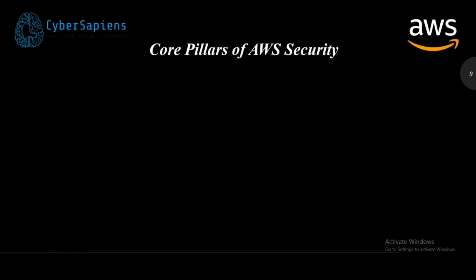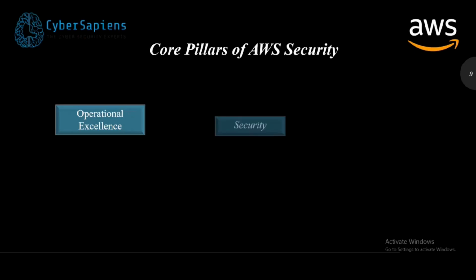So let's discuss the topic, core pillars of AWS. Operational excellence. Operational excellence is a commitment to build software correctly while consistently delivering a great customer experience. The operational excellence pillar provides an overview of design principles and best practices.